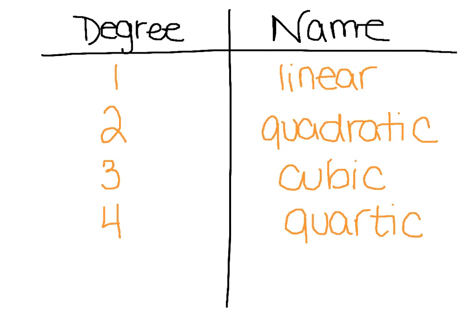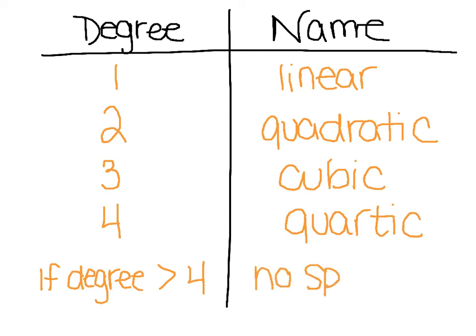Now there are names for other polynomials past 4, but I don't want you to worry about those. So if the degree is greater than 4, so 5, 6, 7, 8, 9, you're just going to say that it has no special name. We're not going to worry about it. I only want you to know linear, quadratic, cubic, and quartic. Those are the most important to me.